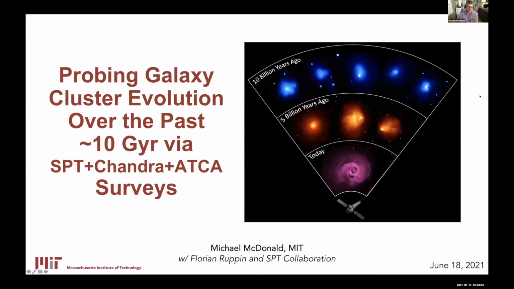All right, so I'm going to tell you a little bit about some work we've been doing with the South Pole Telescope combined with Chandra and ATCA, and this is now lower redshift, so we're coming back down to sort of redshift 1 to 2.